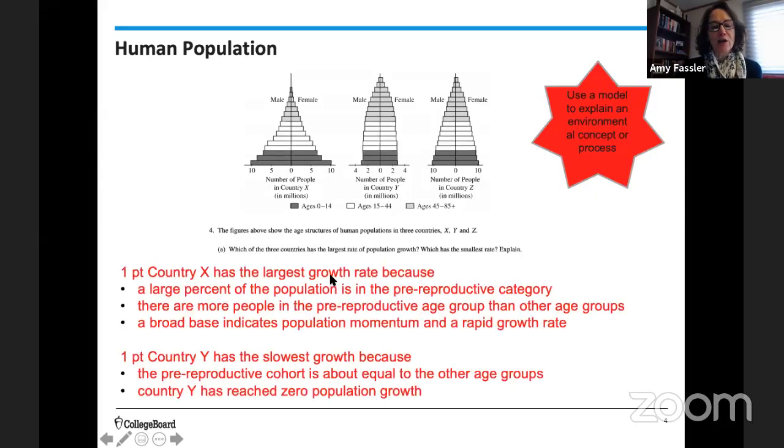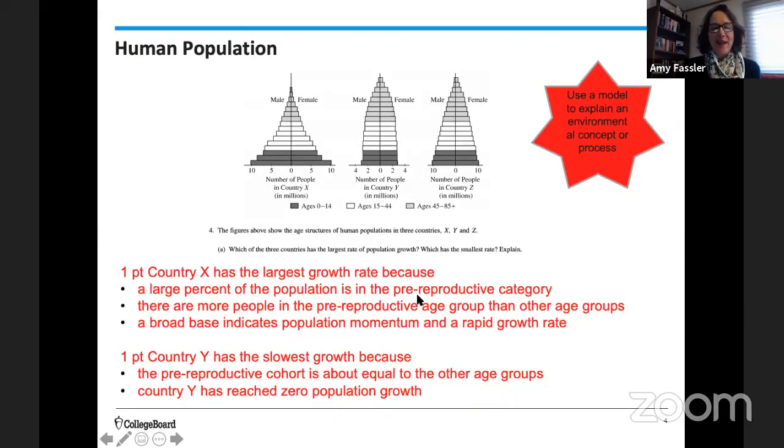Which of those countries had the largest growth rate? You needed to say that X had the largest growth rate, but you didn't earn that point until you explained why. And notice, let's look at this third bullet for a second. I can't just say that country X has the largest growth rate because it's got the broadest base to its pyramid. I have to explain why having a broad base would indicate a rapid population growth. And notice some of the other ways that you could have expressed that. I could talk about the percent of the population being in that pre-reproductive category or cohort.